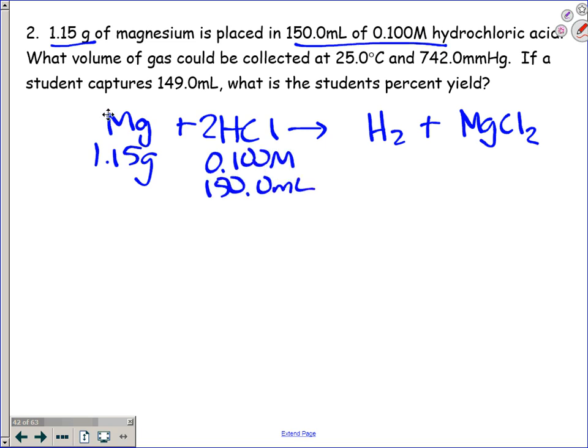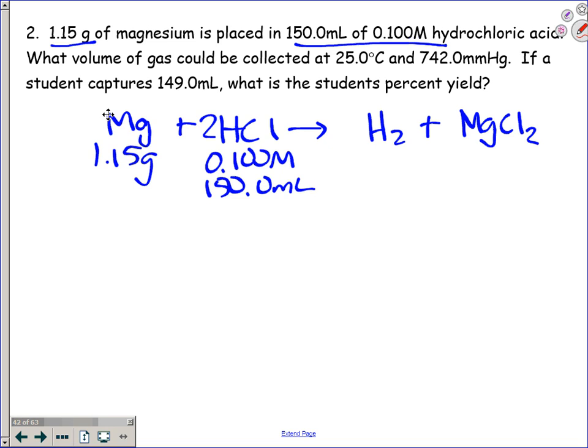So I already know what kind of problem this is. What kind of problem is it? Knowing the stoichiometry side of things, it's a limiting reagent problem, because I have one reactant and the other reactant. Neither one says excess, but they give you information for both. So what do you have to do? Figure out what I have and what I need.